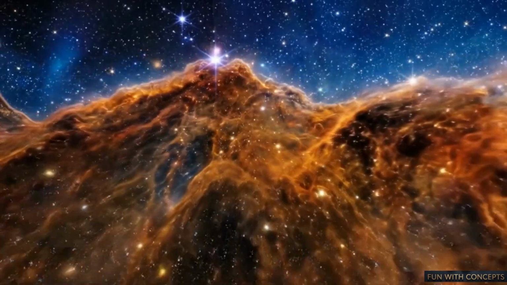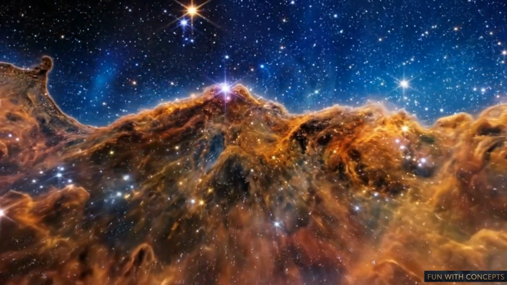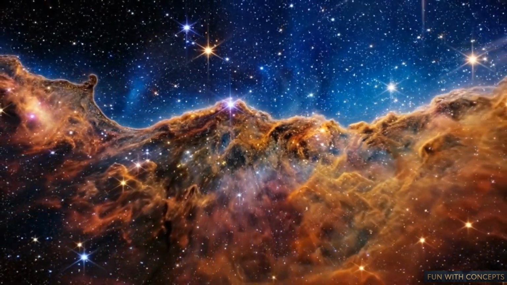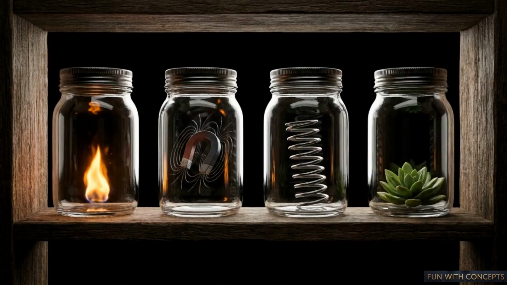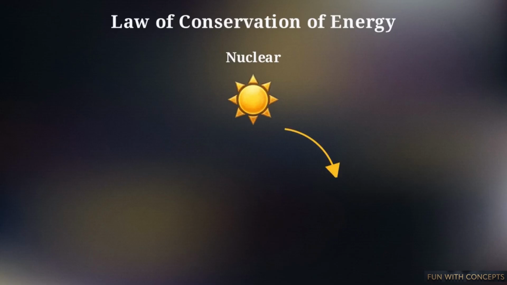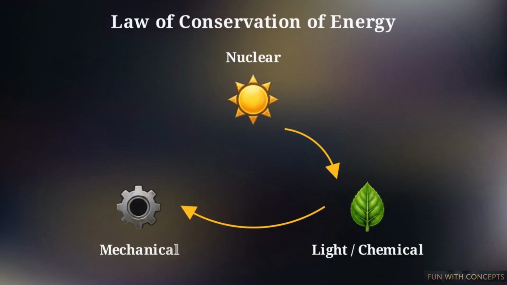Zooming back out, our active, buzzing universe is a complex web of all 9 of these domains interacting at once. But despite having 9 distinct forms, energy can absolutely never be created or destroyed. This continuous cycle diagram shows the core law of conservation. A nuclear reaction in the sun flows into a plant as light and chemical energy, which then fuels muscles to turn a mechanical gear. All action is energy transforming continuously from one state into another.